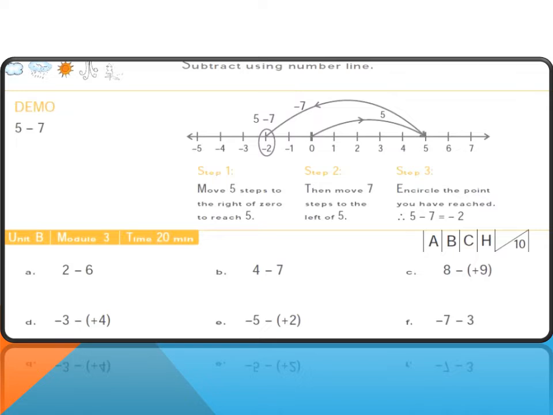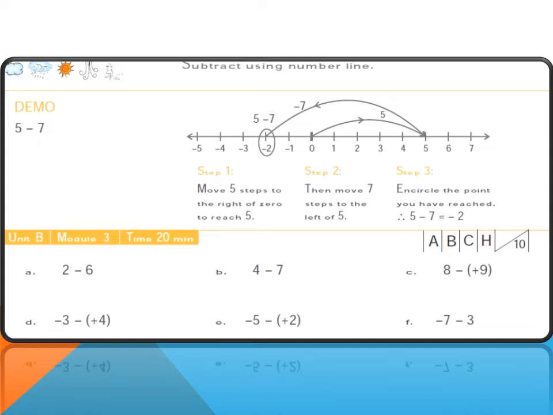Now, in module number 3, we have to subtract the given numbers using a number line. Look at the demo. 5 minus 7. First of all, we will draw a number line as we did earlier with natural numbers or whole numbers. In the middle, we will put 0. On the right hand side of 0, there will be 1, 2, 3, 4 and so on. And on the left hand side of 0 will be minus 1, minus 2 and so on.